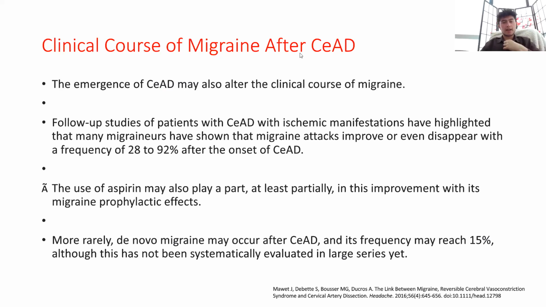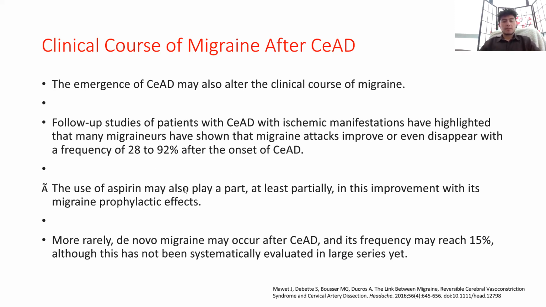And the clinical course of migraine after cervical artery dissection. The emergence of cervical artery dissection may also alter the clinical course of migraine. Follow-up studies of patients with cervical artery dissection with ischemic manifestations have shown that migraine attacks improve or even disappear with a frequency of 28 to 92% after the onset of cervical artery dissection. So it can present as a cure for migraine. It is also interesting, and it's open to research.